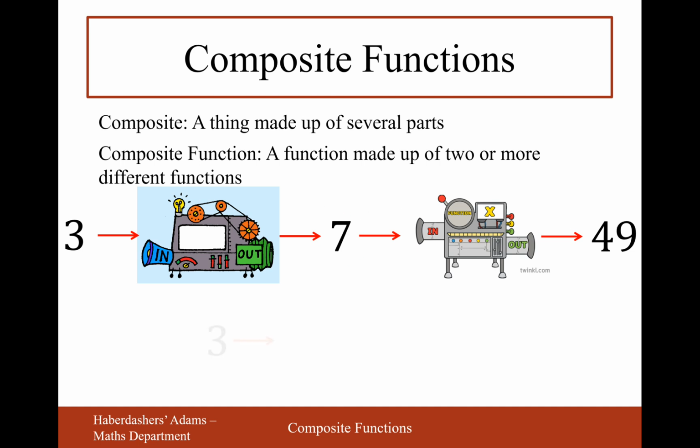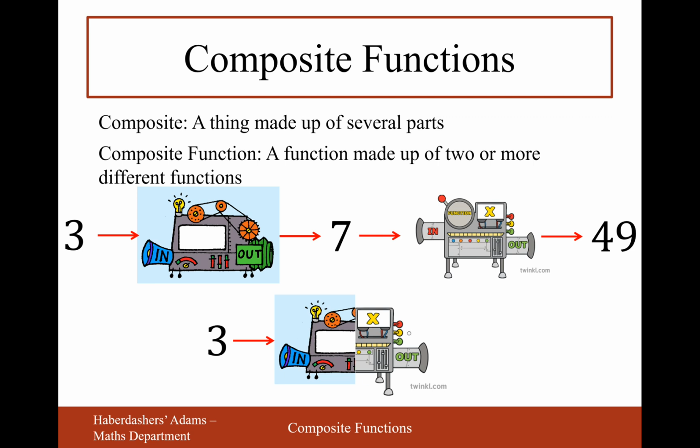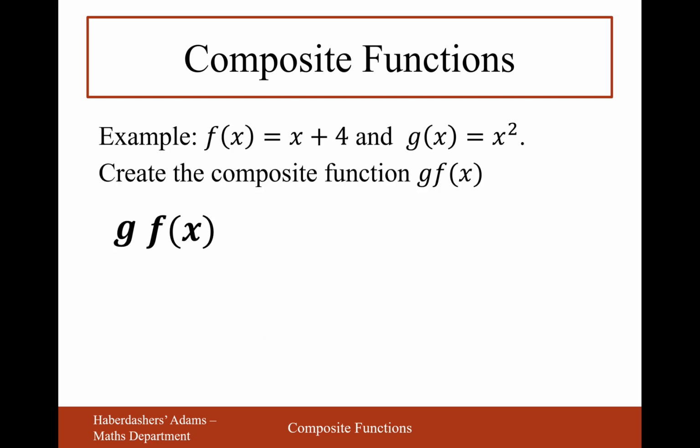49. Now what we're going to be creating here is a function that can take 3, put it into a super function that does both things and spurts out the number 49. So it's going to do this function and then this function to give you an answer. So 3 will go into our function. It's going to be a more complicated function than these two separately, and will give you 49 as an answer.